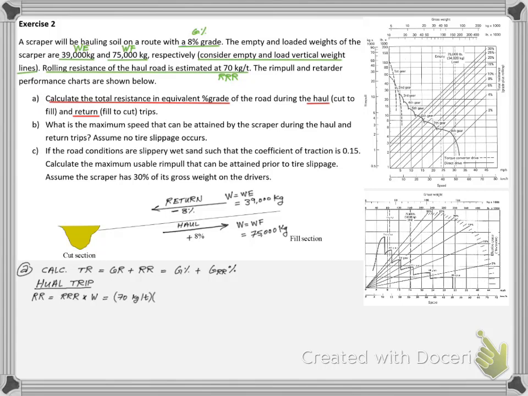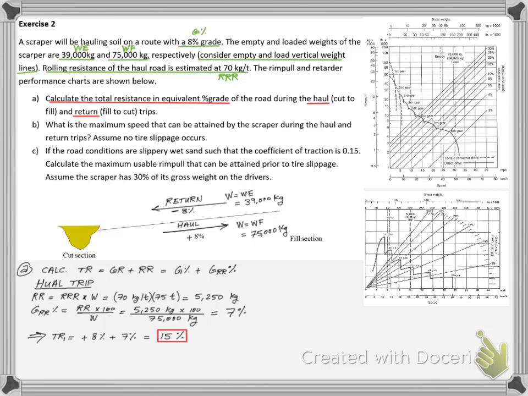For the whole trip, the rolling resistance force is calculated by multiplying its rate and the equipment loaded weight. Then its grade equivalence, GRR percent, is calculated using the shown formula that we explained in the lesson video. For the whole trip, the total resistance adds up to 15%.